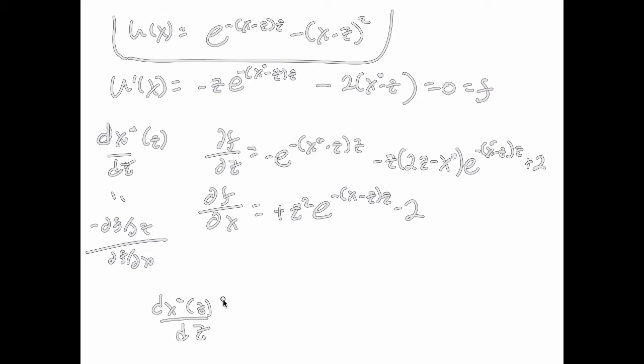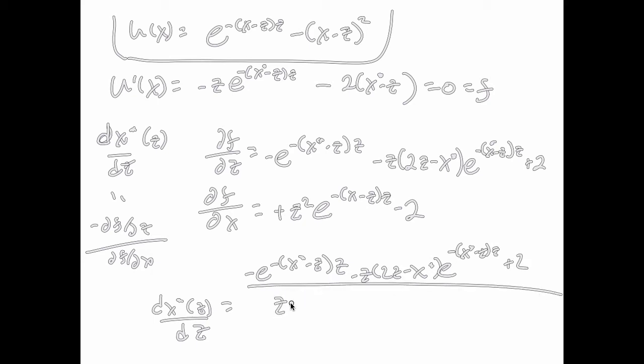that should be a z in the first place, equals this over the first over the second, or negative e to the negative x star minus z times z minus z to z minus x star e to the negative x star minus z. I really should combine those two things, plus a 2 divided by z squared e to the negative x minus z times z minus 2. And there you go. That is your complete derivative.